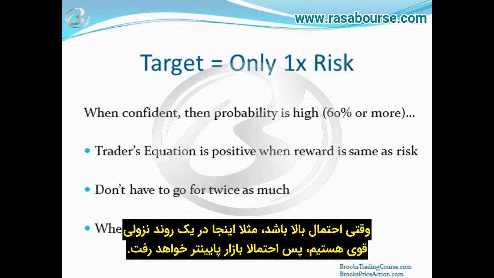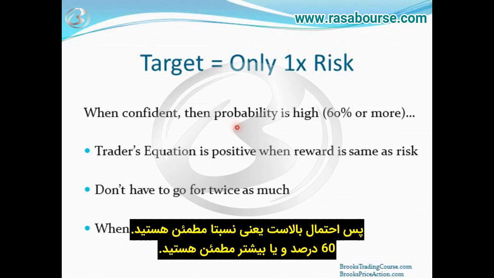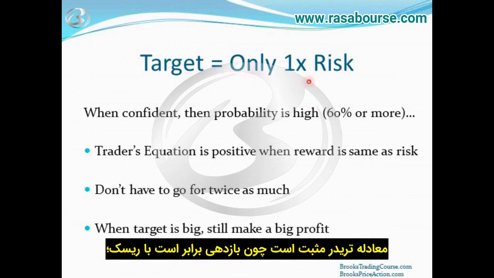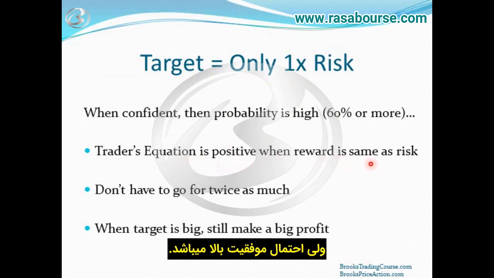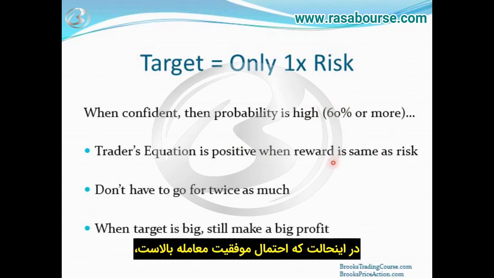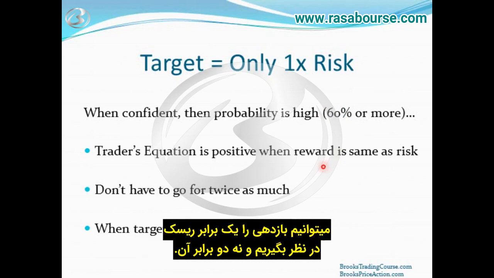Okay? When the probability of the move is high, here we're in a very strong bear trend, so we're probably going to fall further. So your probability is high. You're pretty confident, 60% or more. You can take some off or all off at only 1 times your risk. The trader's equation is positive when the reward is equal to the risk when you're confident of the move. Here you look at that chart and you say, yeah, it's falling. I'm confident it's going to fall more. When that's the case, the probability is high. You can go for a reward that's equal to your risk instead of twice as big as your risk.